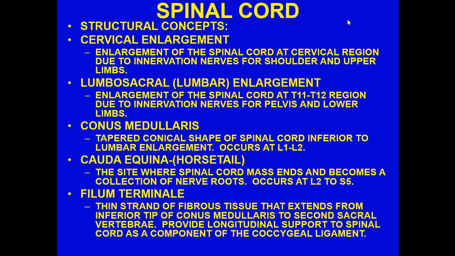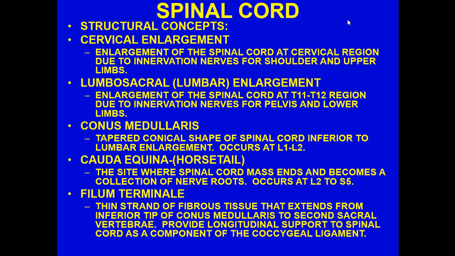Now, what happens there is as you look below the conus medullaris, you're going to see what appears to be a lot of smaller nerve roots or nerves themselves. And this is the cauda equina, which translates roughly to horsetail, because it looks like a horsetail. This is the site where the spinal cord mass ends and you become a collection of various nerve roots. It occurs roughly at L2 and continues basically from L2 to S5.